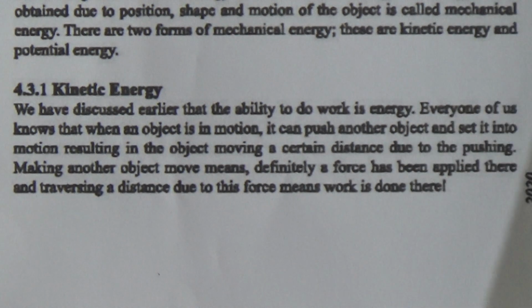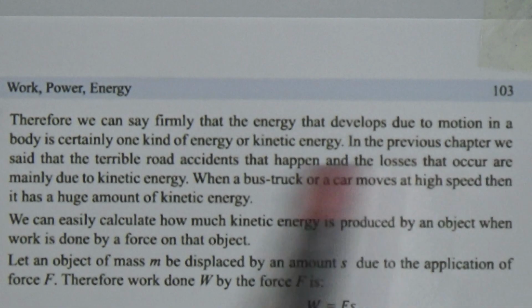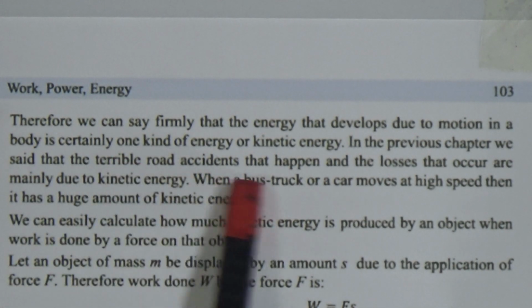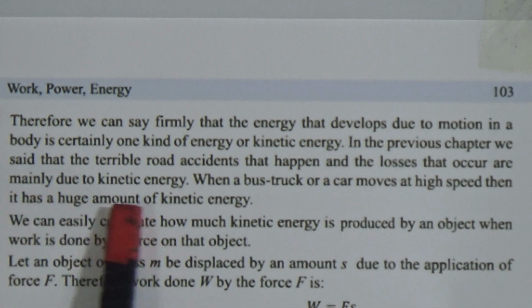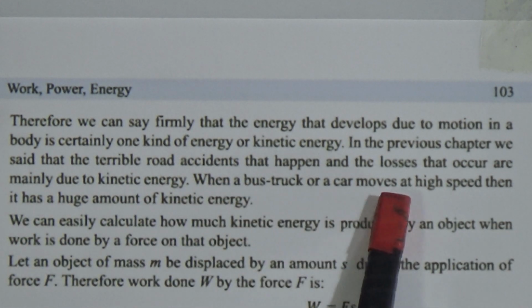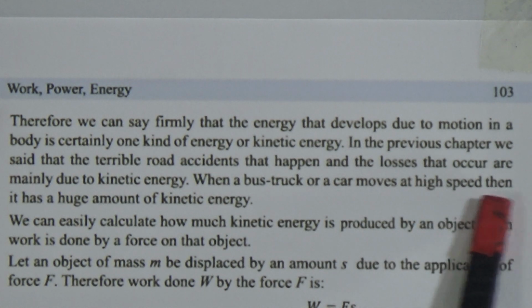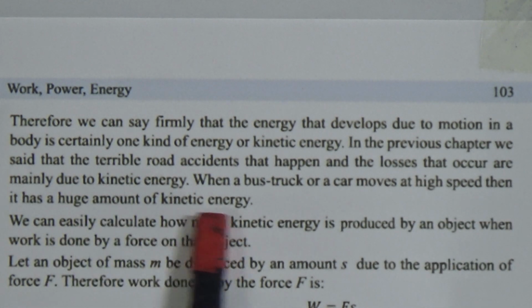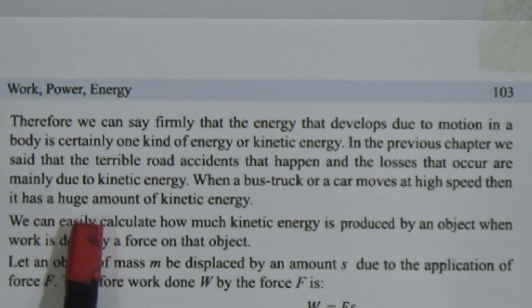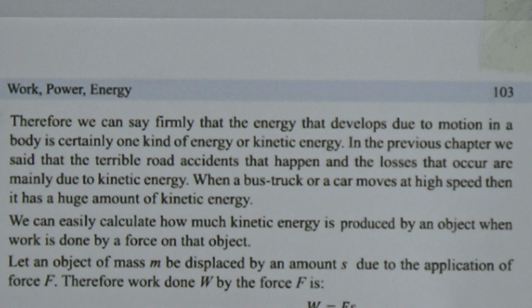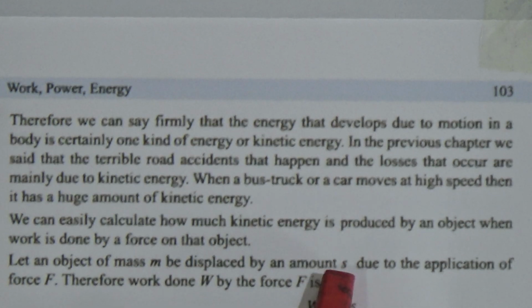Now, therefore, we can say firmly that the energy that develops due to motion in a body is certainly one kind of energy, and this is kinetic energy. And in the previous chapter, we said that the terrible road accidents that happen and the losses that occur are mainly due to kinetic energy. When a bus, truck or car moves at a high speed, then a huge amount of kinetic energy is used, and we can easily calculate how much kinetic energy is produced by an object when work is done by a force on that object.